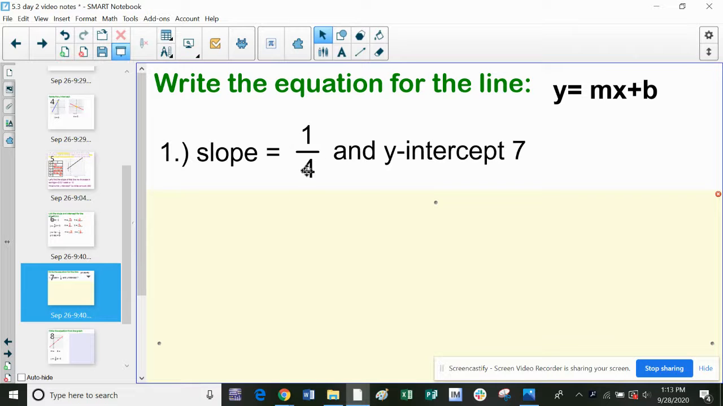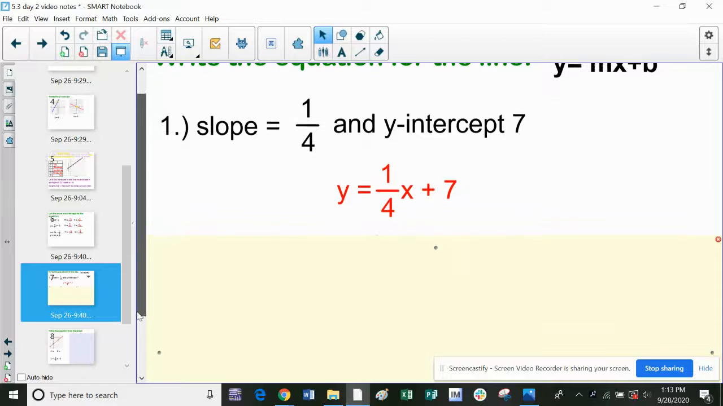Now, here's our slope, 1/4. Here's our y-intercept, 7. Remember, slope goes in for m, y-intercept goes in for b. So go ahead and write the equation of the line, pause the video, write it down, and then check it. Did you get y equals 1/4 x plus 7? If you did, congratulations, you've got this figured out.